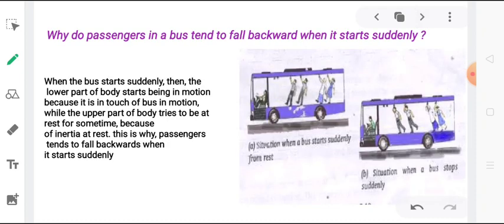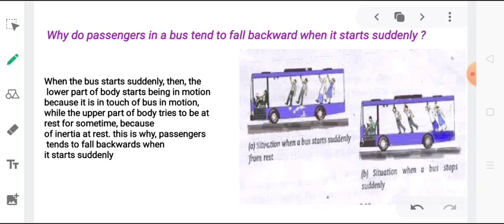Next question. This is something that you might all have observed whenever you are traveling in a bus. Whenever a bus starts, you tend to fall backward. Whenever a bus stops, you tend to fall forward. And whenever a bus takes a sharp turn, you tend to fall outward. The same thing happens with the luggage that is tied on the top of the bus, isn't it? So when the bus starts suddenly, the lower part of the body starts being in motion because it is in touch with the bus, while the upper part of the body tries to be at rest for some time because of inertia.